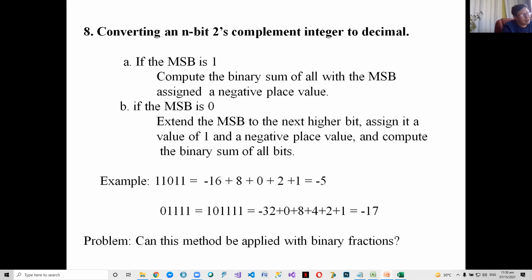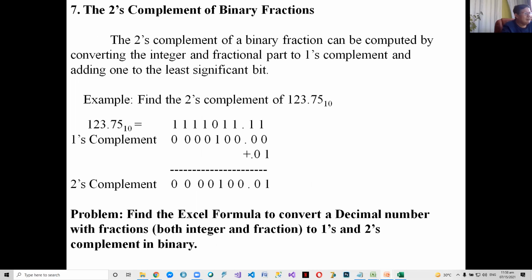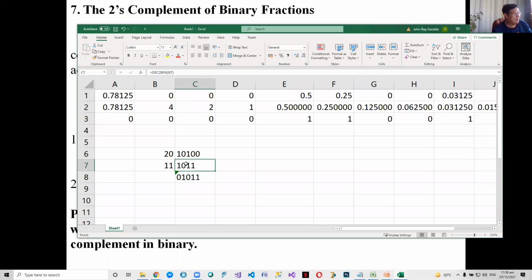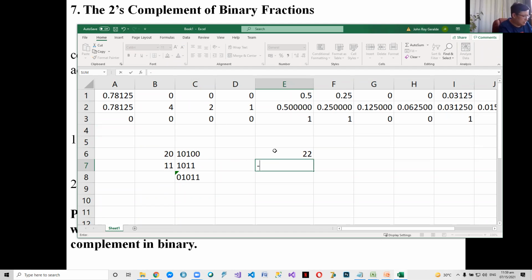Binary fractions, no? Meron itong discussion ng binary fractions. Okay? But for the moment, we can do binary subtraction by converting the negative number into 2's complement and doing an add. Let's do that, no? Okay. For example, we will have 22 minus 13. Do you follow?